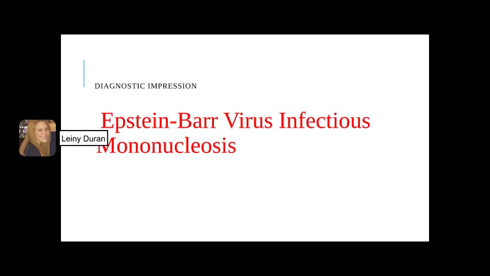Based on the case described before, the diagnostic impression is Epstein-Barr virus infectious mononucleosis.